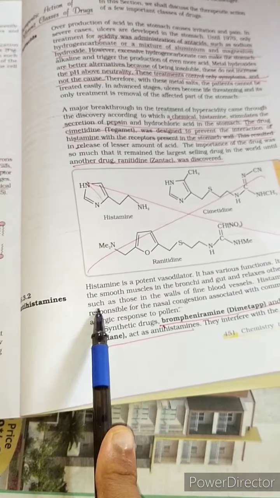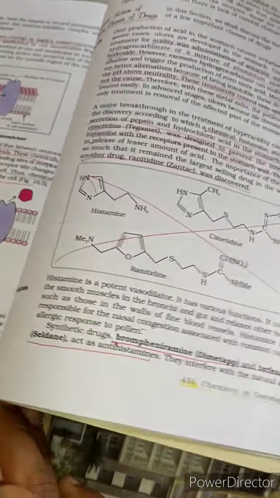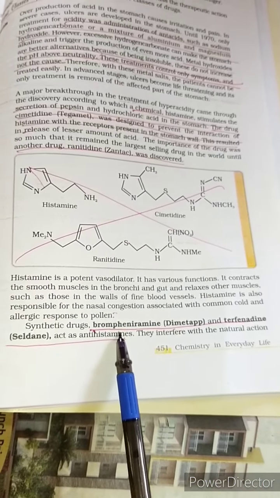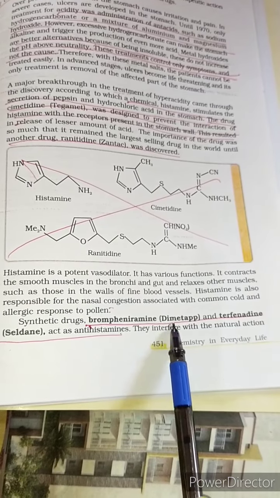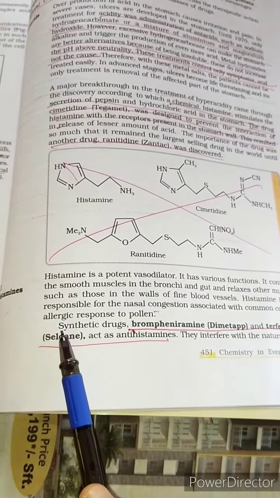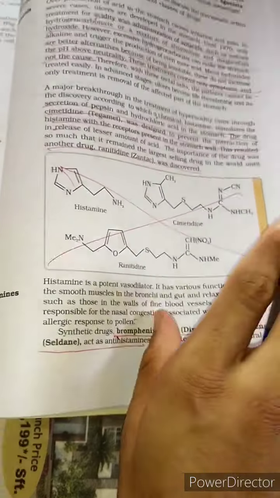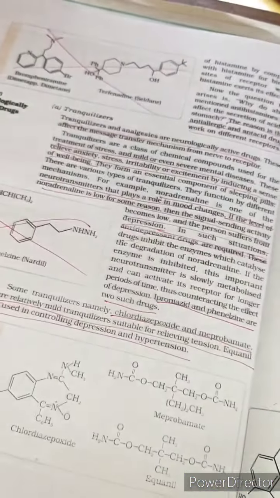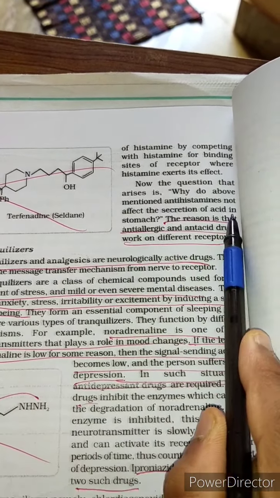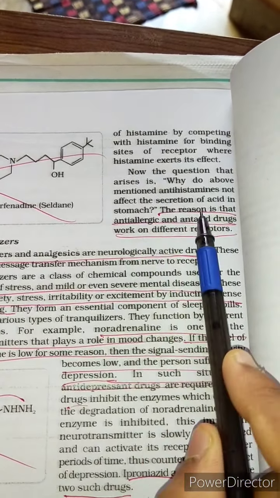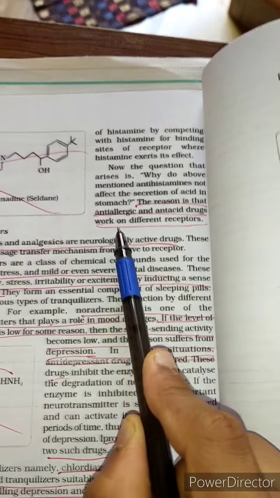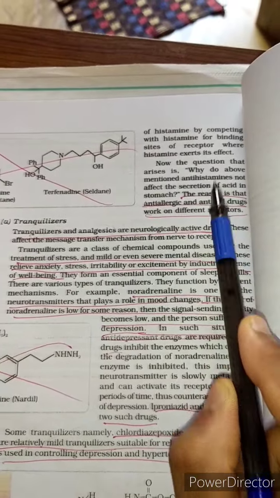Now let's study antihistamines. The structures are not important. Brompheniramine, that is Dimetapp, and terfenadine, that is Seldane, act as antihistamines. Why do the above mentioned antihistamines not affect the secretion of acid in the stomach? The reason is that anti-allergic and antacid drugs work on different receptors.